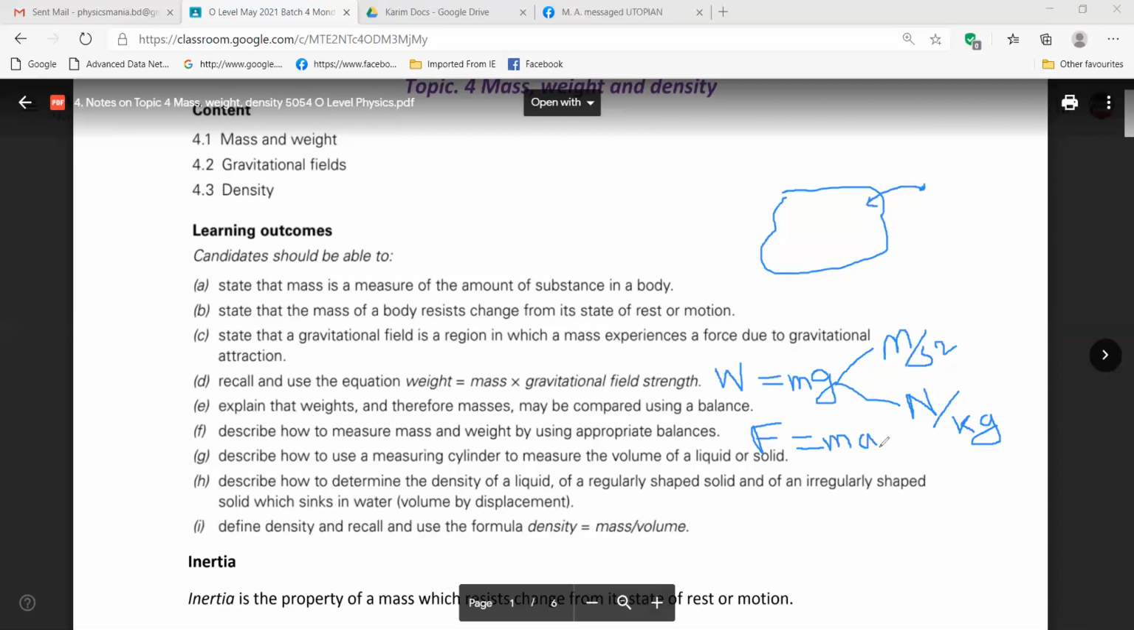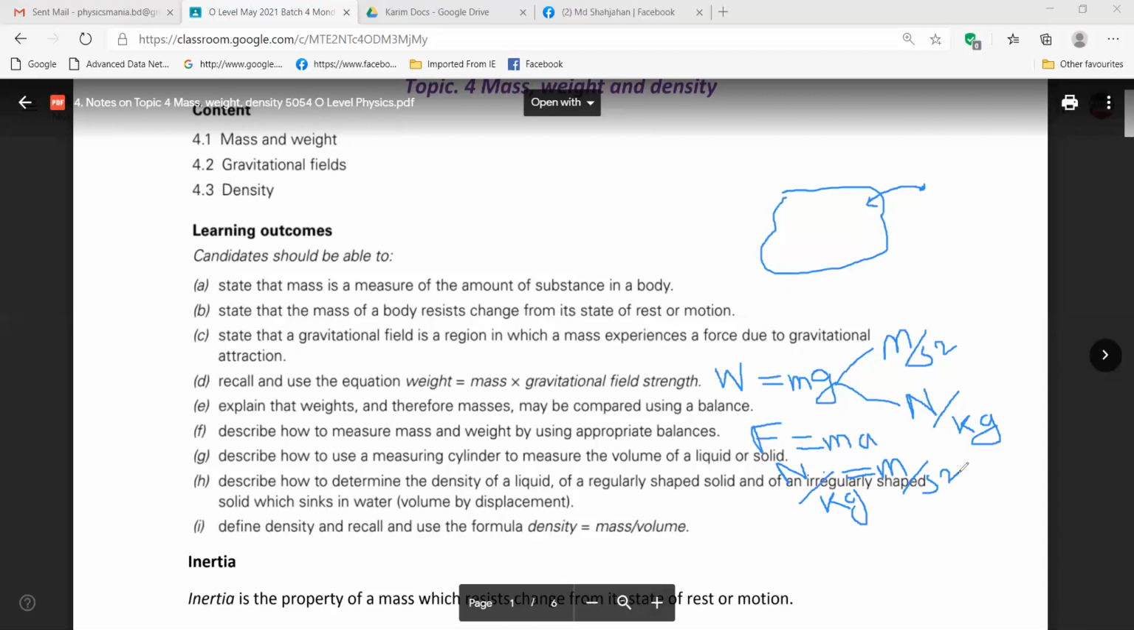We can have the proof here. Force is measured in Newton, right? Yes, sir. And mass is measured in kg. Yes, sir. So we can write here Newton per kg equals meter per second square, right? Acceleration, you know, is meter per second square. So you got the proof that meter per second square and Newton per kg are the same unit. Yes, sir.